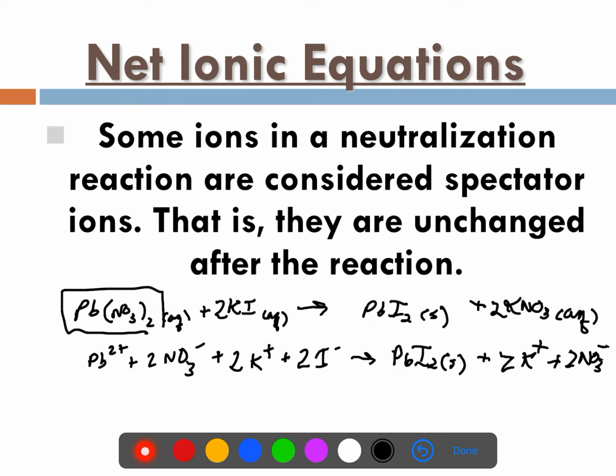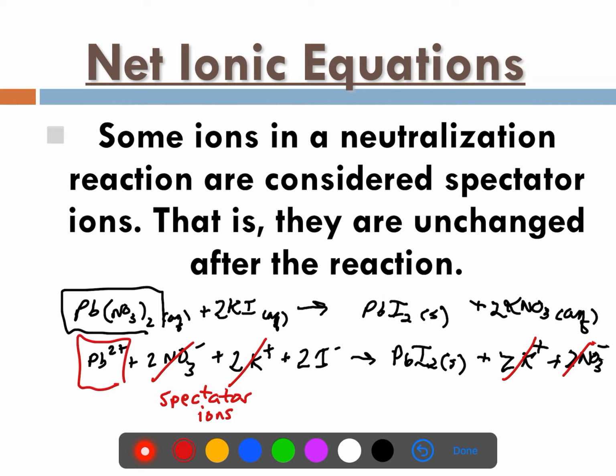So if you look at something like the potassium ions, they didn't change. So we're going to cancel them out of this equation. And the nitrate ions didn't change. We're going to cancel them out of the equation. There's something called spectator ions. They were there. They were required because they were part of the salt that you used. However, they're not part of the chemical reaction.